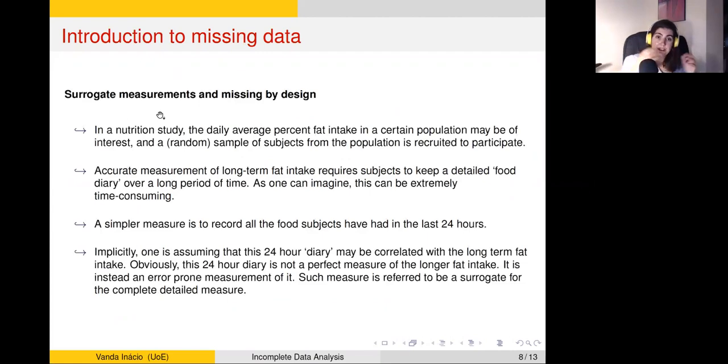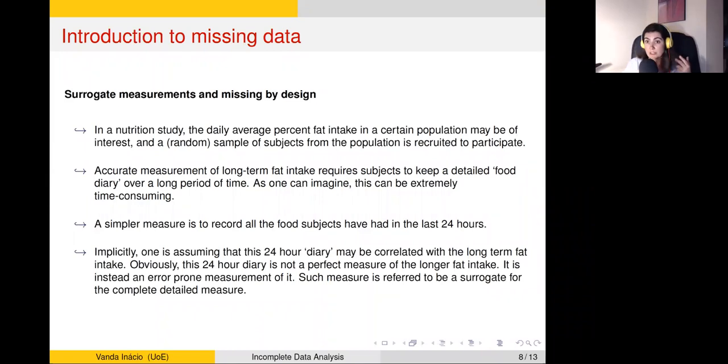And as a third example, suppose that in a nutrition study, the daily average percent of fat intake in a given population is of interest. However, the accurate measurement of long-term fat intakes requires the subjects to keep a detailed food diary over a potentially long period of time. And as we can guess, this can be extremely time-consuming. Without any doubt, a simpler measure would be to record all the food that the subjects have had in the last 24 hours.